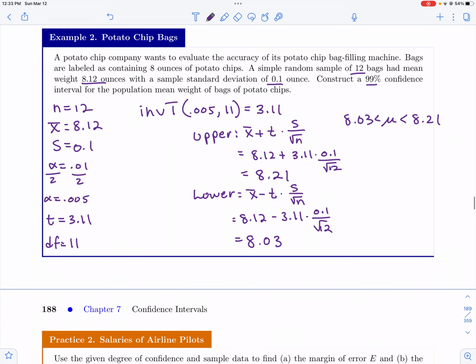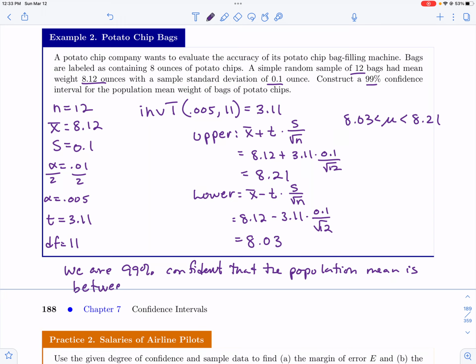So in this case, we are 99% confident that the population mean is between 8.03 and 8.21. All right, and so if you remember originally, and not that this question is being asked here, but it may be eventually, that the company claims that every bag of chips contains 8 ounces of potato chips.